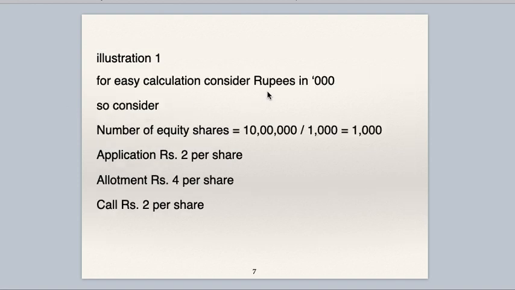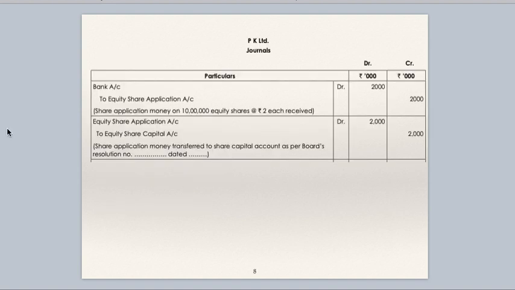Just now I have told you for easy calculation, we'll consider rupees in thousand. So number of equity shares 1000, 10 lakhs divided by 1000. Application 2, allotment 4, call 4. That is how company will call face value. First journal entry is application money received. See here, this is how you have to prepare journal. Don't forget to write on top rupees in thousand.